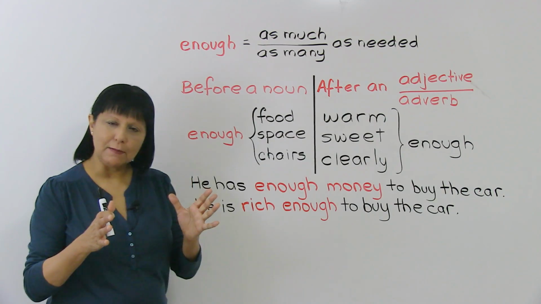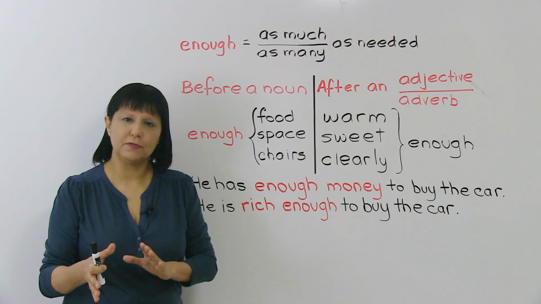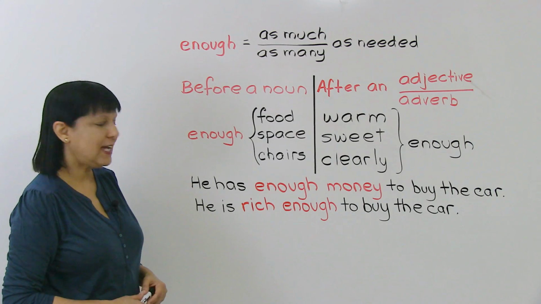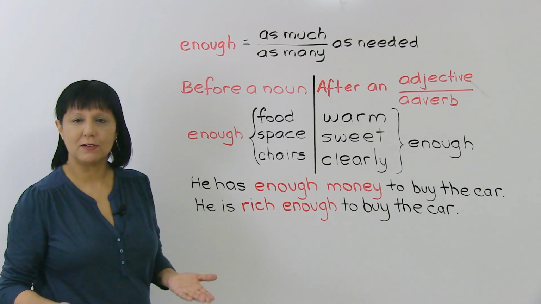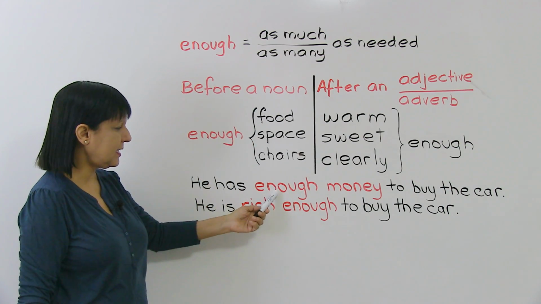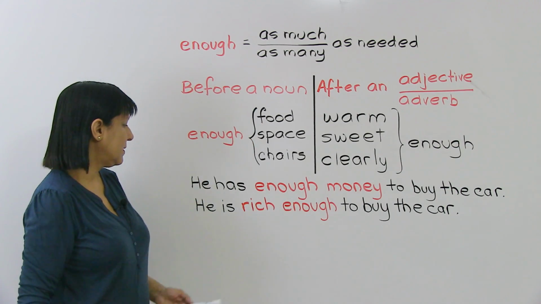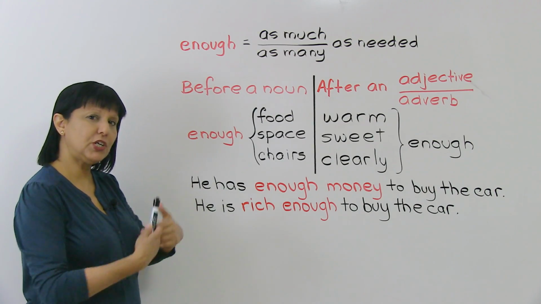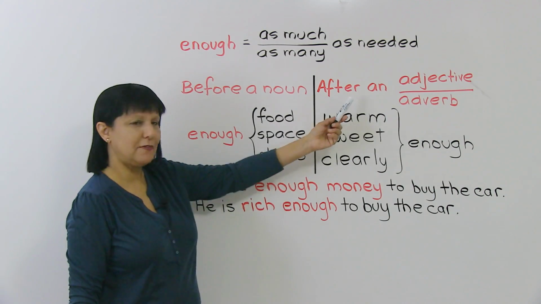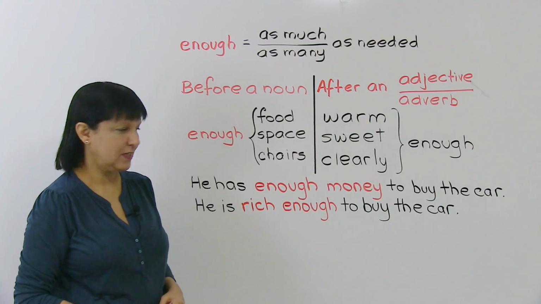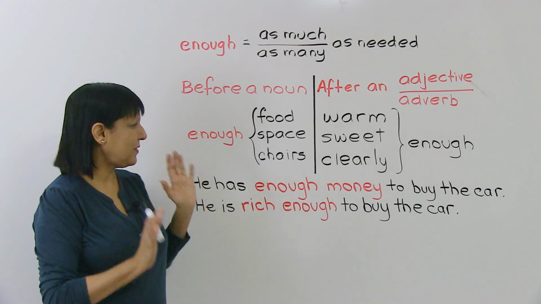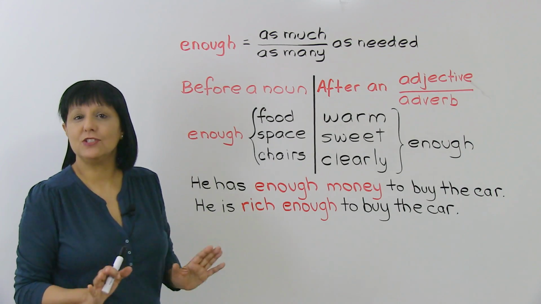Now, let's take one example and use the word enough in these two different ways to see exactly how it works. First, he has enough money to buy the car, right? So here, before a noun, right? He has enough money. Second example, he is rich enough to buy the car. Okay? So now we see that the enough comes after the adjective. He has enough money. He is rich enough. All right? So that's how it works. And that's all you really need to learn.